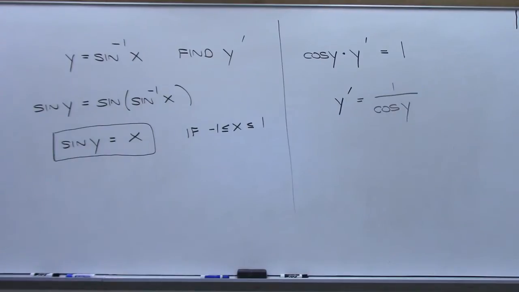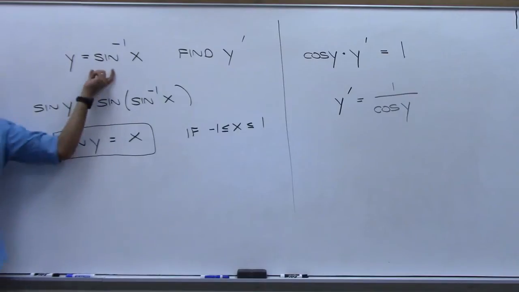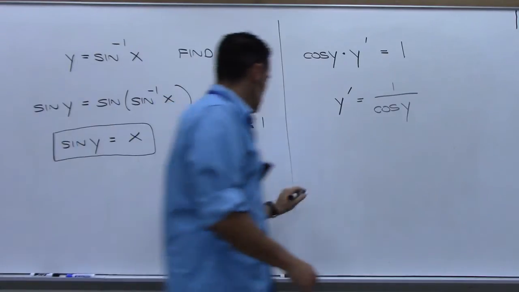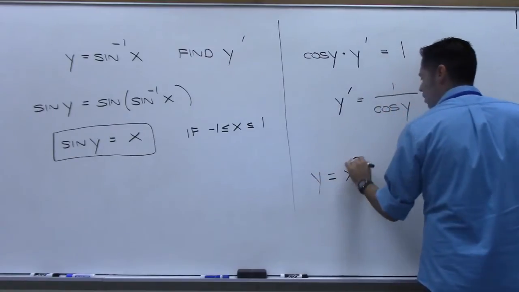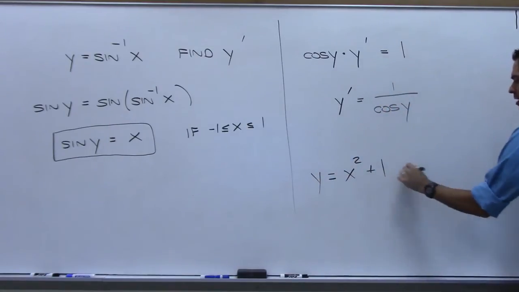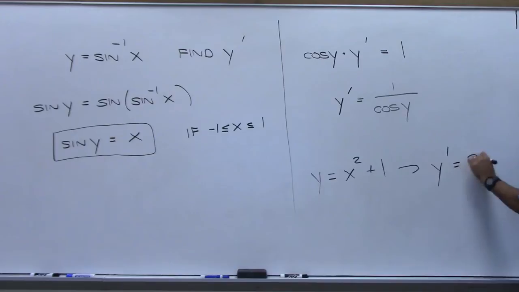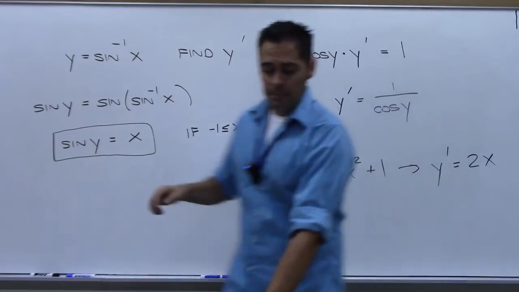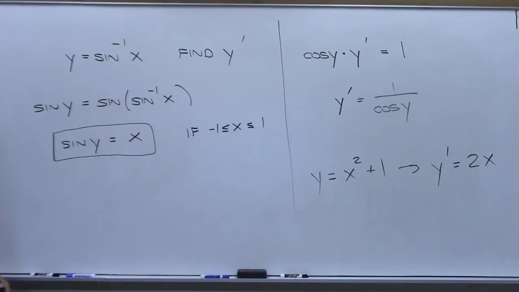The only problem with this so far is that most of the time in Cal 1, if you have y as a function of x, and you took the derivative, your answer was in terms of x, wasn't it? Like if I gave you y is equal to x squared plus 1, asked you to take the derivative, you would have said 2x, right? So x was in the answer. Here, the answer involves y, not x. So what we'd like to do is get that y back to an x.